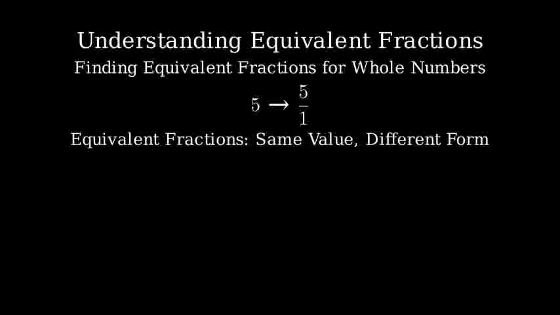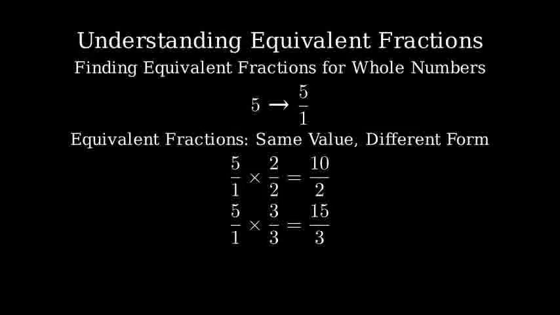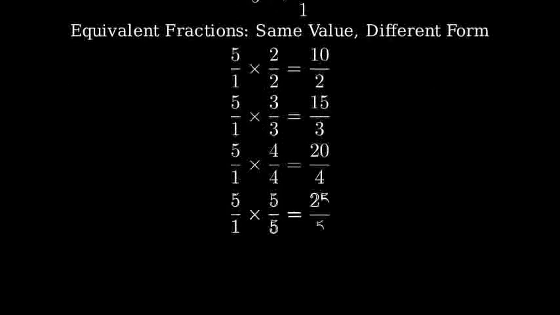Let's find some equivalent fractions for 5. We start with 5 over 1, multiply the numerator and the denominator by 2, and we get 10 over 2. Now multiply both by 3, and we have 15 over 3. You can find more equivalent fractions by multiplying by any number. Here are a few more examples.